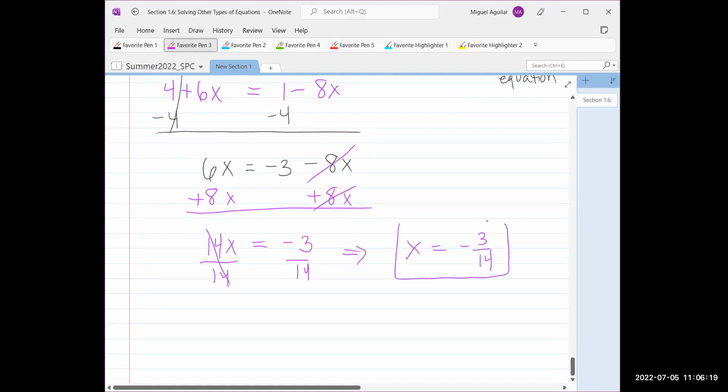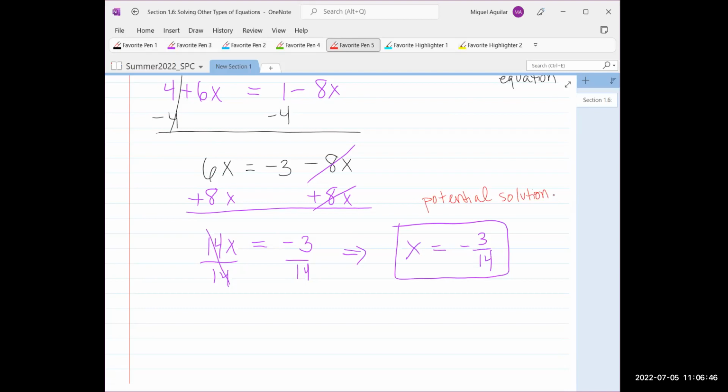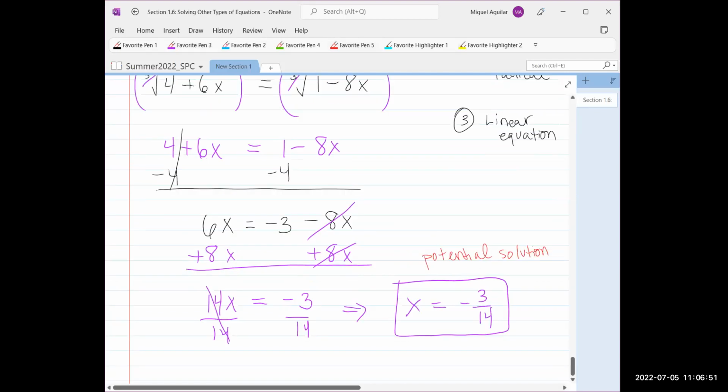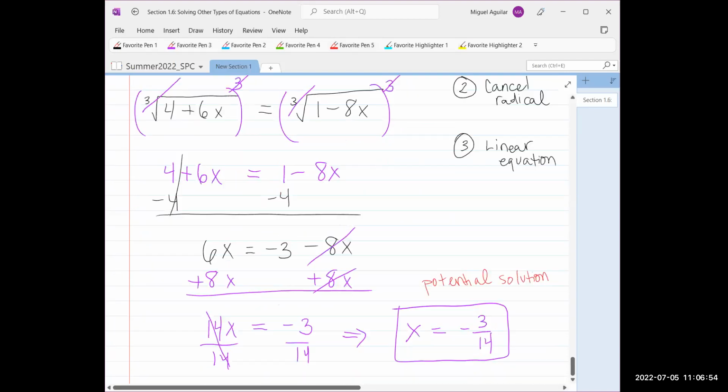Okay. Are we done? Not sure? I'm not sure. Well, this is going to be our potential solution. Okay. So for every radical equation that we have, we need to check ourselves. Even though we have one solution, that could be a false solution. I don't know. So we'll go back to our original equation.